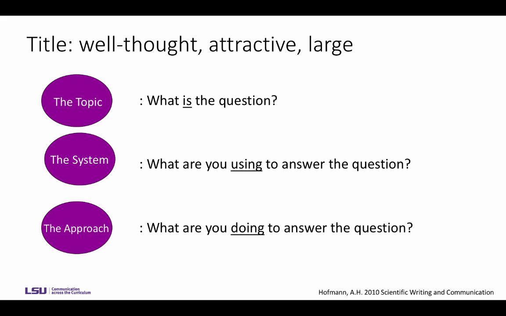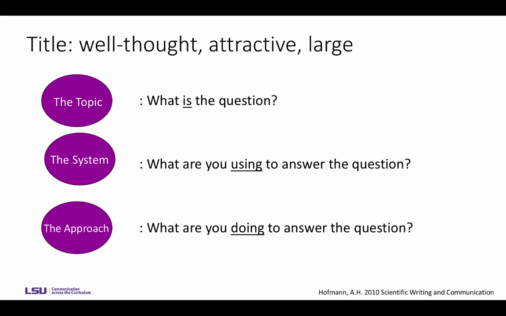Angelica Hoffman, in her 2010 Scientific Writing and Communication book, suggests breaking your title down into 3 components. The topic, so what is the overall question of your study? The approach, what methods or what are you doing to answer the question? And the system, what are you using to answer the question? A title should be no more than 2 lines and can contain key words that describe your study.